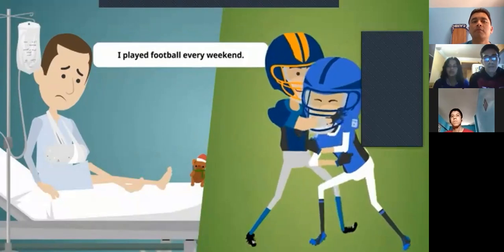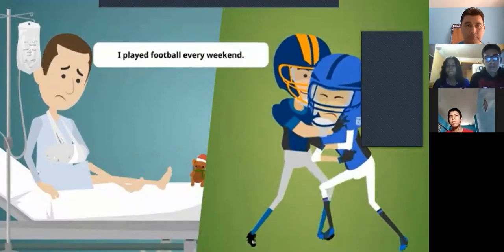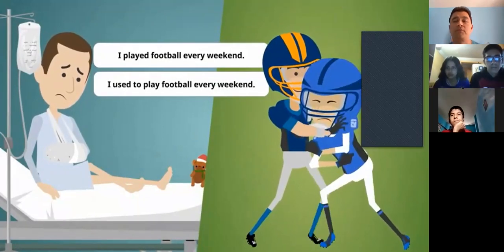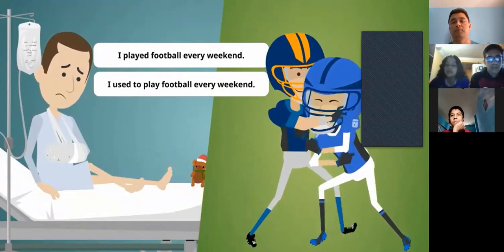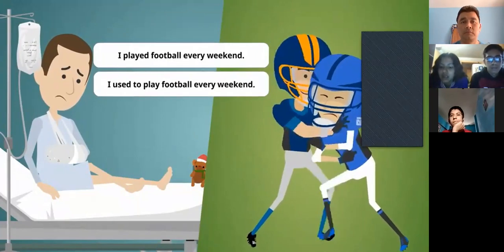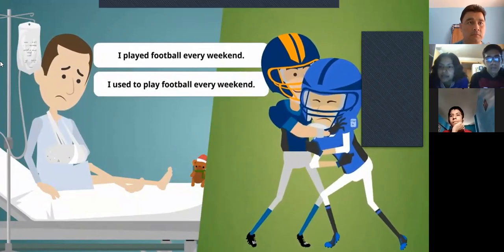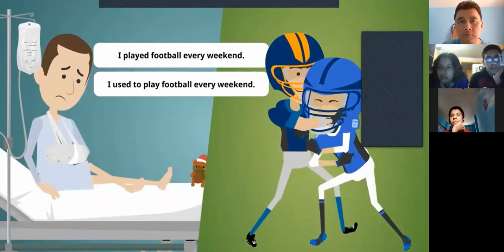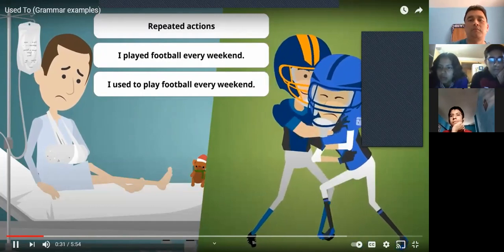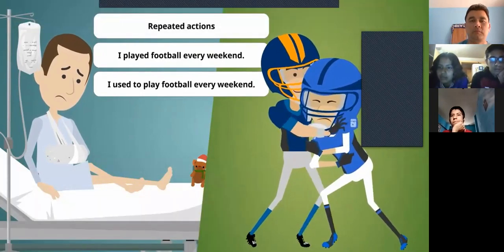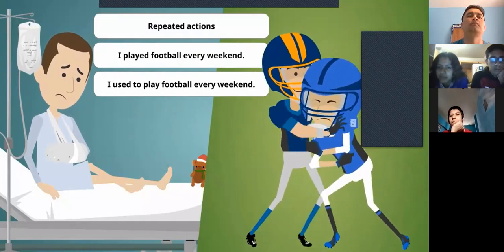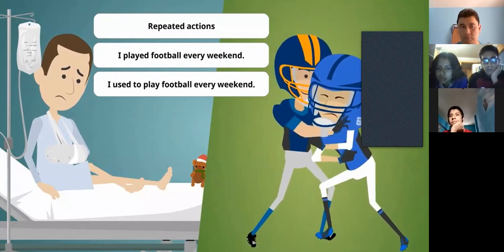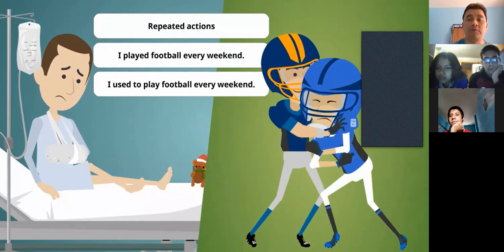What's another way of saying this? I used to play football every weekend. We use used to and didn't used to talk about things that happened repeatedly or regularly or over a long period of time in the past but are usually not true now. In this case, we're talking about a repeated action in the past. However, we can also use the past simple instead. So I played football every weekend has the exact same meaning as I used to play football every weekend.